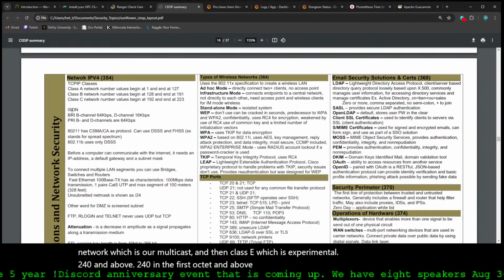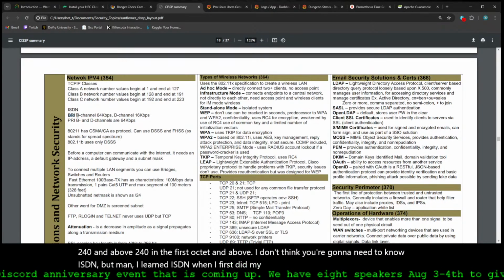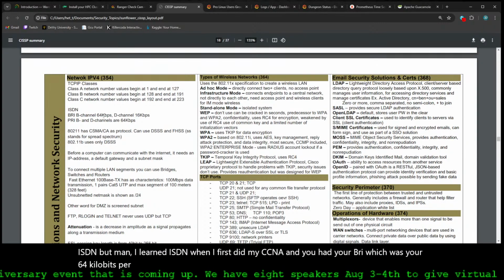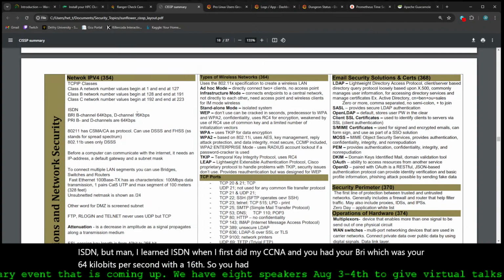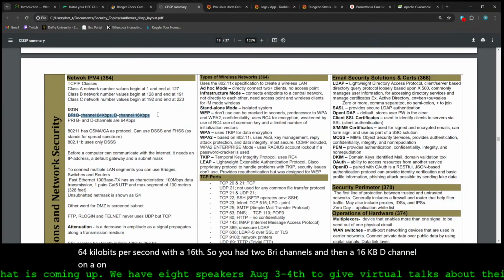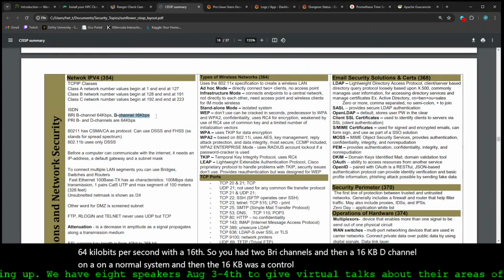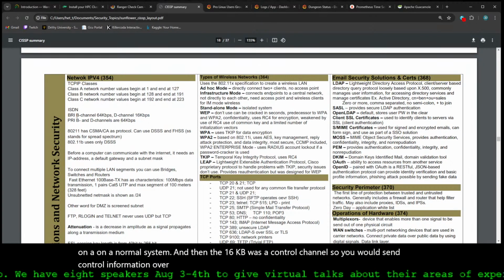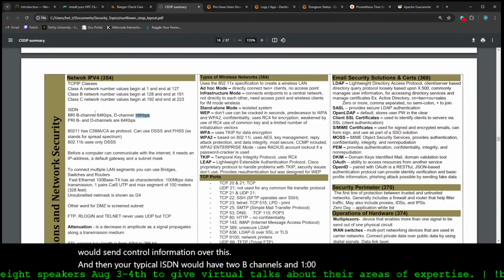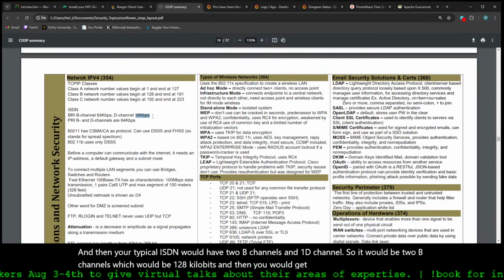I don't think you're going to need to know ISDN, but man, I learned ISDN when I first did my CCNA. And you had your BRI, which was your 64 kilobits per second channels. So you had two B channels and then a 16 kilobit D channel on a normal system, and the 16 kilobit was a control channel. So you would send control information over this, and then your typical ISDN would have 2 B channels and 1 D channel. So it would be 2 B channels, which would be 128 kilobits, and then you would get the 16 on top of that.